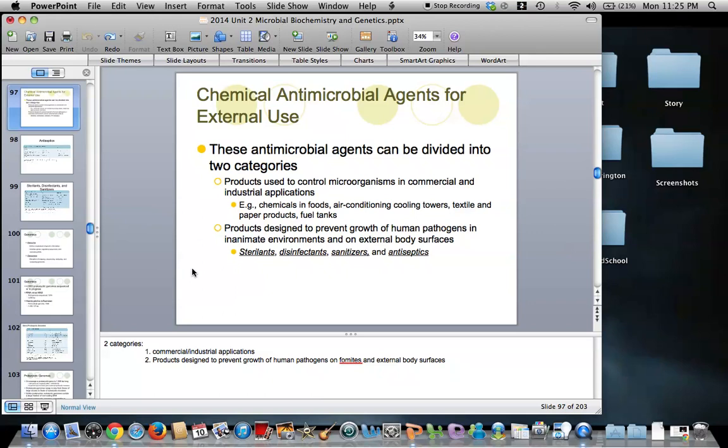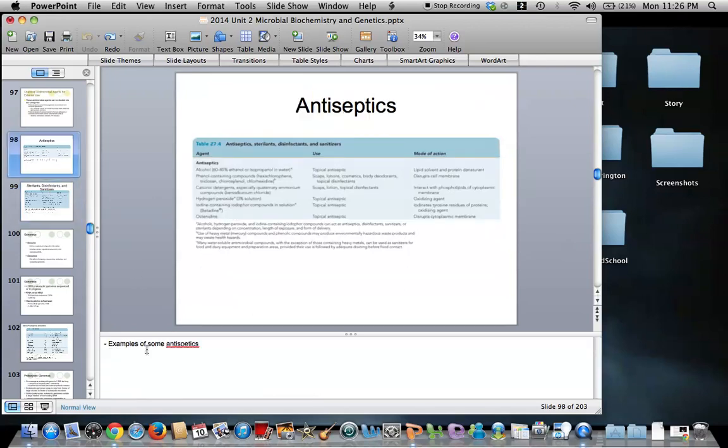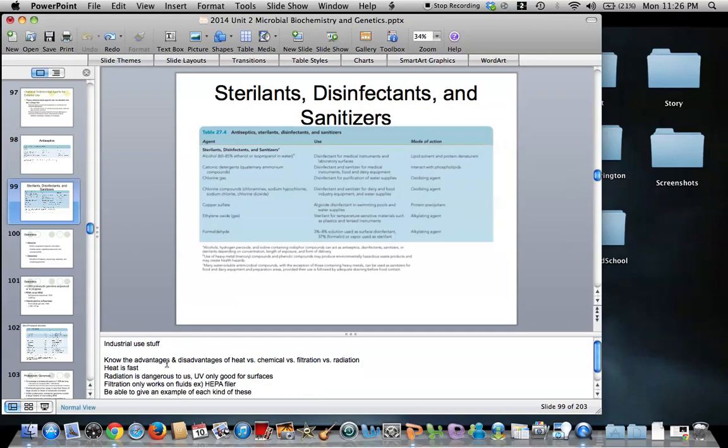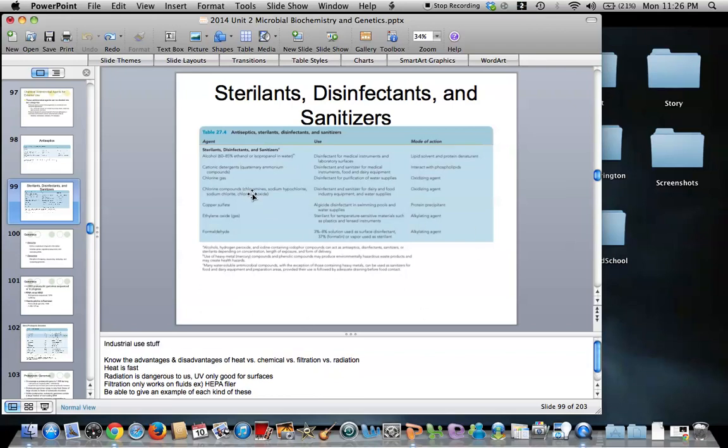Chemical antimicrobial agents can be divided into two categories: those used in industrial applications and those used for normal personal human pathogen prevention. So we can talk about these. These are things like soap and things you use on yourself, like alcohol, to prevent infection. This is industrial stuff, so industrial detergents and alcohol and, like, chlorine being used to treat water.